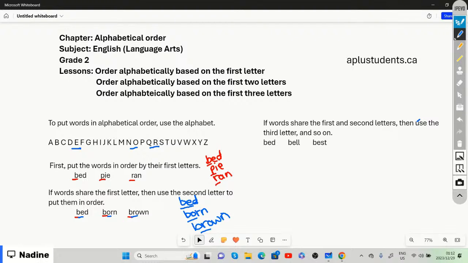Because if the first letter of all of the words is the same, then you need to look at the second letter, and the second letters will tell you how to put it in alphabetical order.